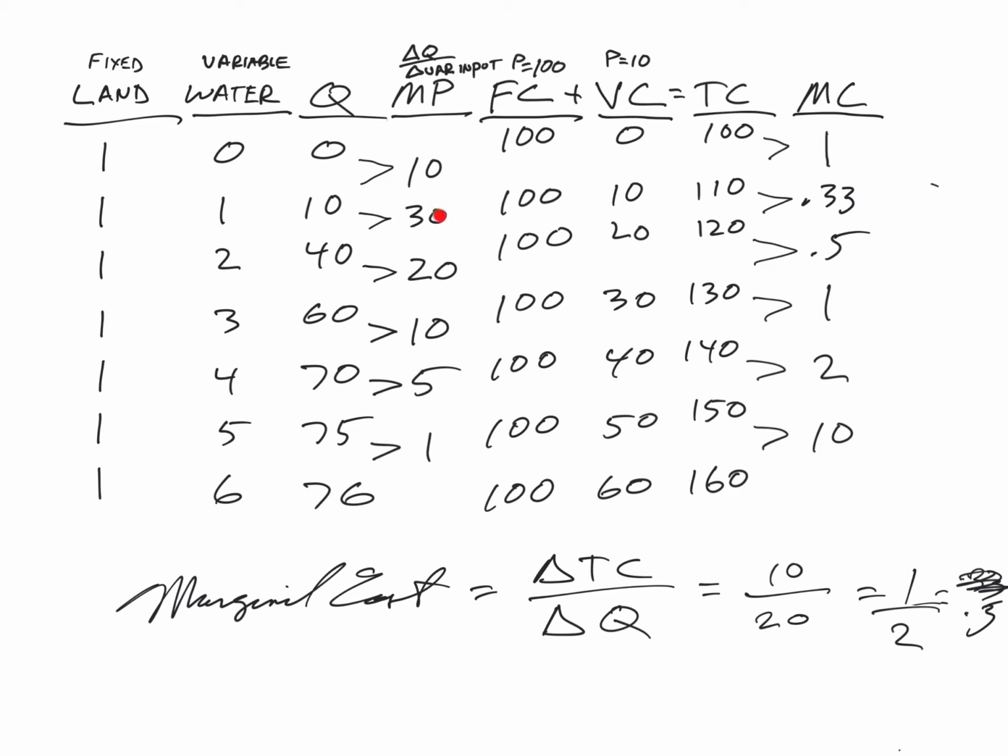But now we've got productivity falling, going from 30 to 20, marginal costs rising. Productivity keeps falling. Marginal cost keeps rising. So these are inversely related. We've got increasing productivity, increasing marginal product. Marginal cost is falling. When marginal product is falling, marginal cost is rising. Okay.